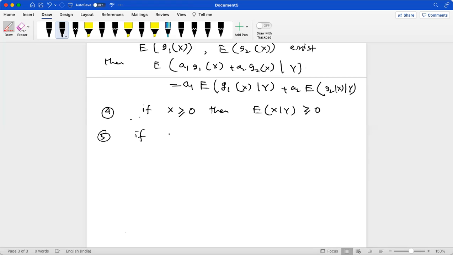The fourth one you can show is that if x1 is greater than or equal to x2, two random variables, meaning the probability of x1 greater than or equal to x2 is 1, then this conditional random variable x1 given y is, with probability 1, bigger than x2 given y. So some random variable bigger than some random variable means it holds with probability 1, that is, x greater than or equal to y means the probability of x greater than or equal to y is equal to 1.